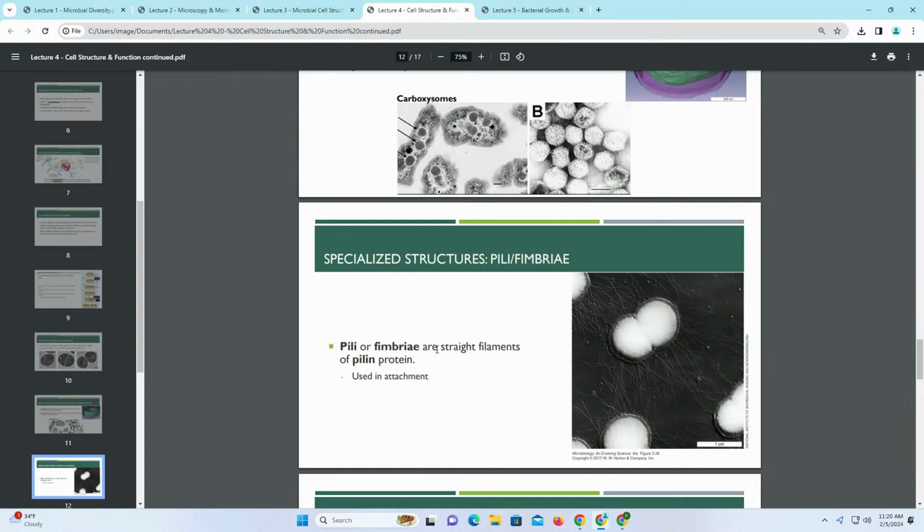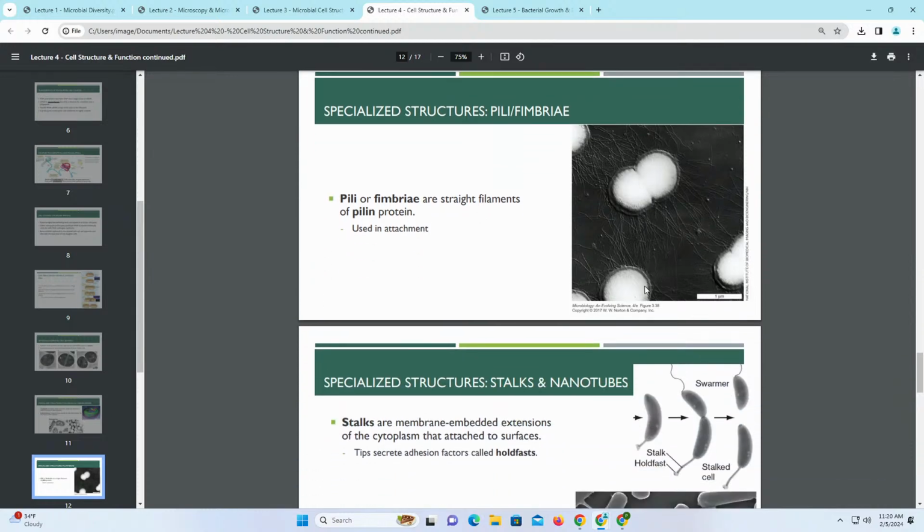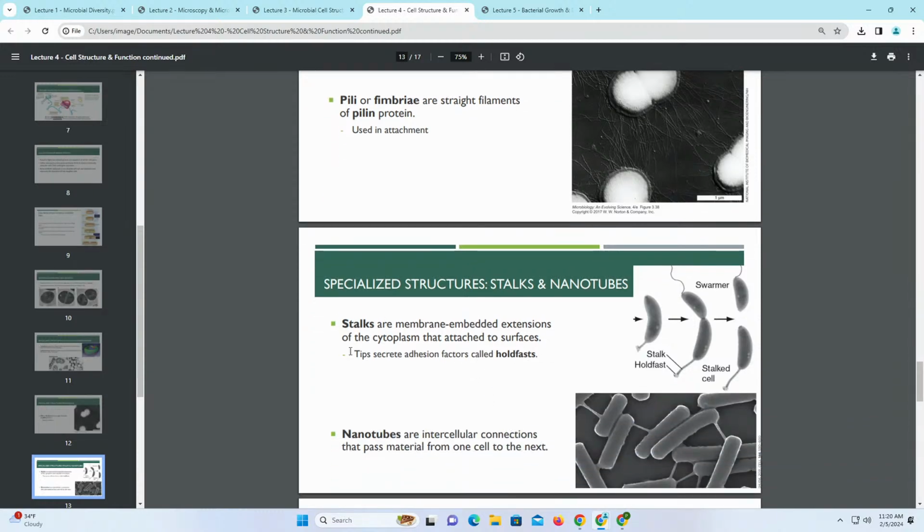So pili are basically straight filaments of protein that are connected to the cell, and they're made of this pilin protein. They're attaching to surfaces here. And then there are stalks. Stalks are over here, and they are also attached to the cells. The pili are really, really thin, straight filaments, as you can see here, and there could be many of them. They're hair-like structures of protein that come off from the cell and help it attach.